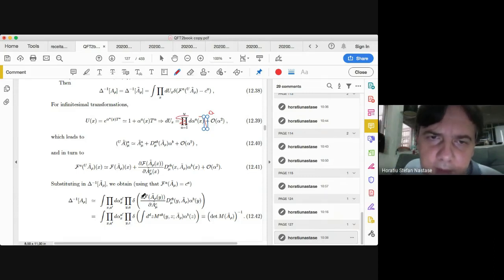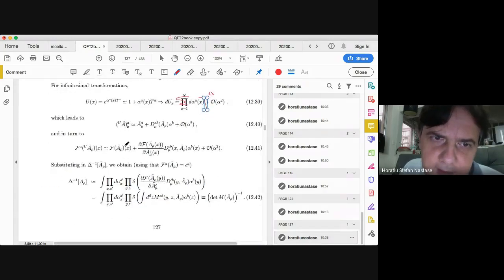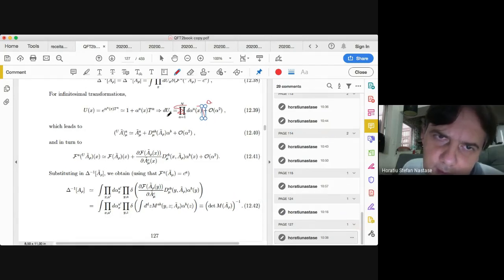And I obtain that delta minus one of a is delta minus one of a tilde. It's also now the power measure, the measure of a du, is also the measure of alpha a.